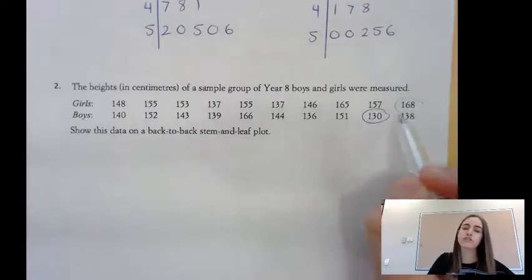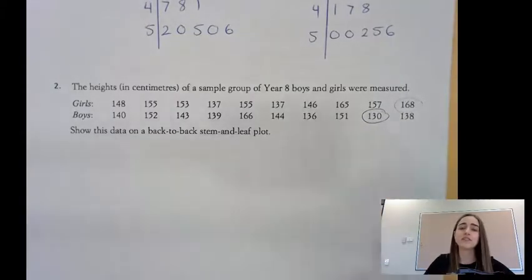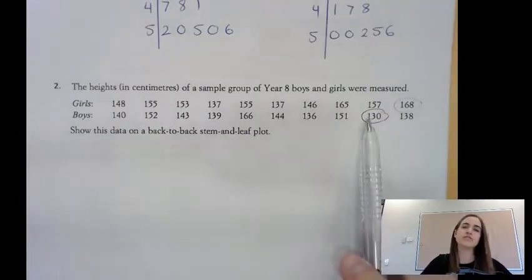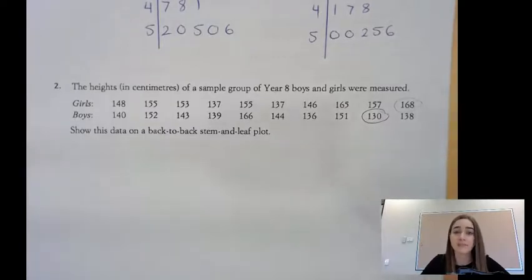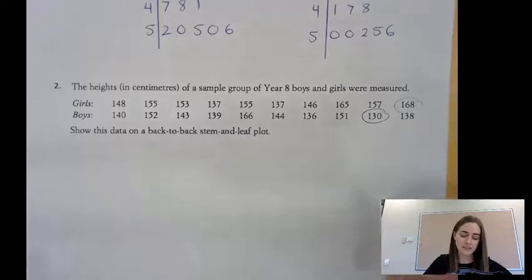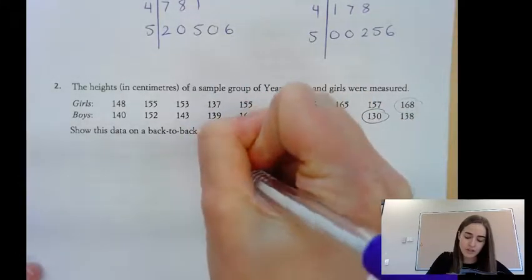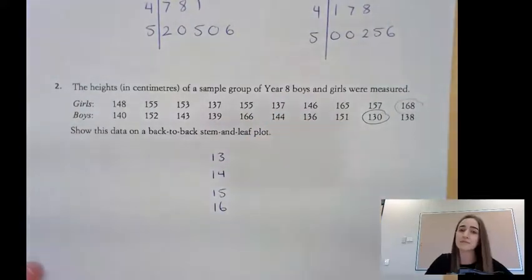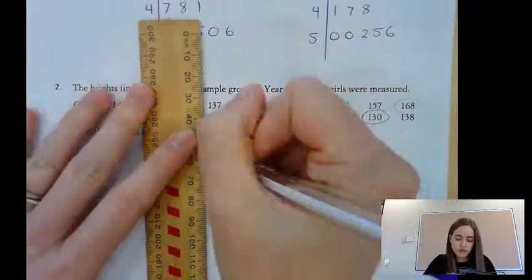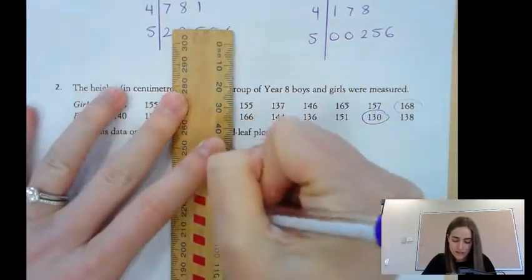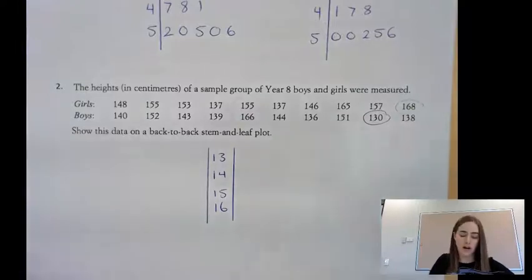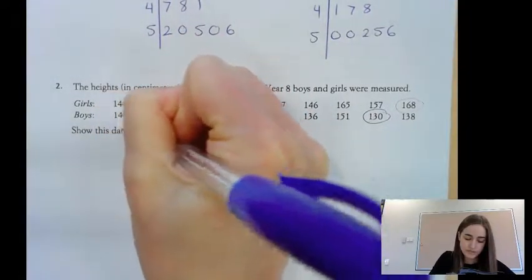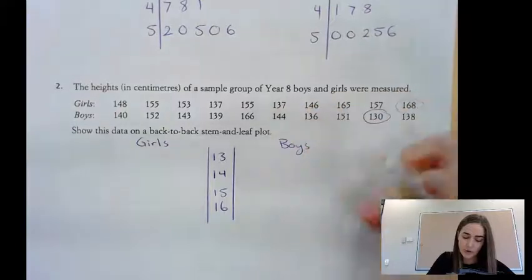So I need to go in the 130s and the 160s. This time, everything's in the hundreds, so I'm not going to use the first number as my stem, it's just the 1. I want everything that's in the 130s, 140s, 150s, and 160s. So I'm going to use a 1 3, a 1 4, a 1 5, and a 1 6 for my stems. Now I'm going to draw a line on both sides of this to make it a back-to-back stem and leaf plot. I'm going to put all the girls' data on this side and all the boys' data on this side.